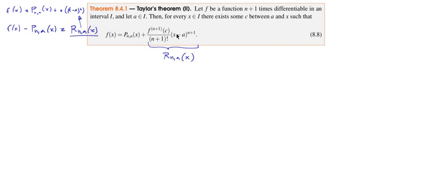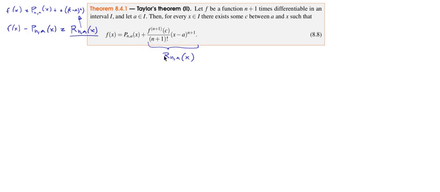Okay, see that this has the same form as the next term of the polynomial would have, but instead of having the derivative evaluated at a, it's evaluated at some point c between a and x.